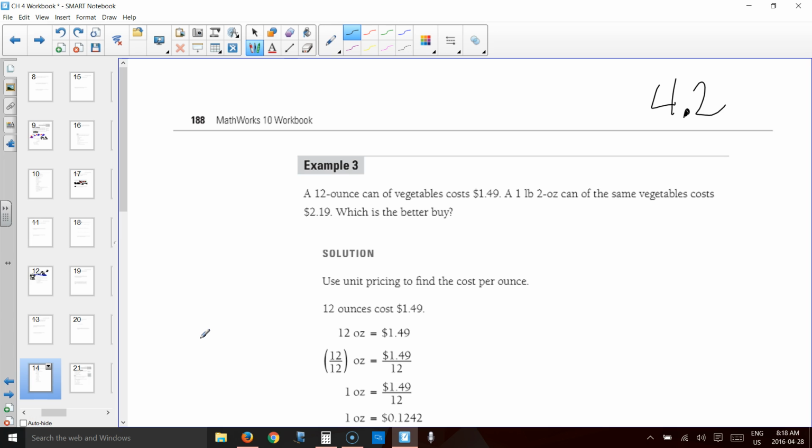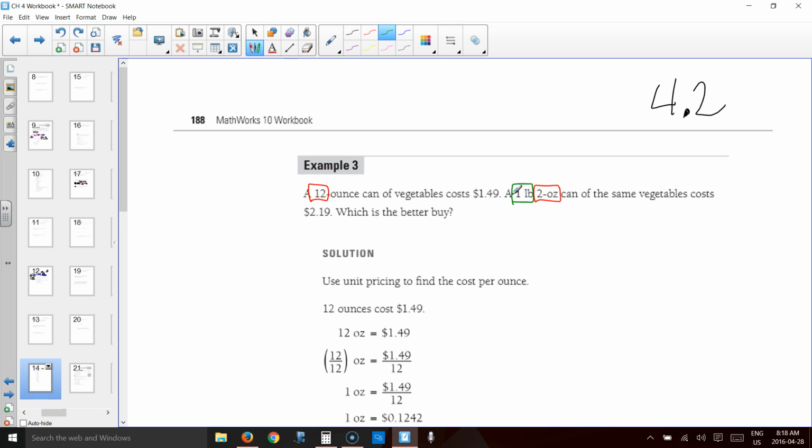A 12-ounce can of vegetables costs $1.49. A 1-pound 2-ounce can of the same vegetables costs $2.19. Which is the better buy? Well, the issue here is we've got two different units. We've got ounces. There's a 12-ounce can. And here we have ounces, but we also have pounds. So we have 1 pound, 2 ounces.